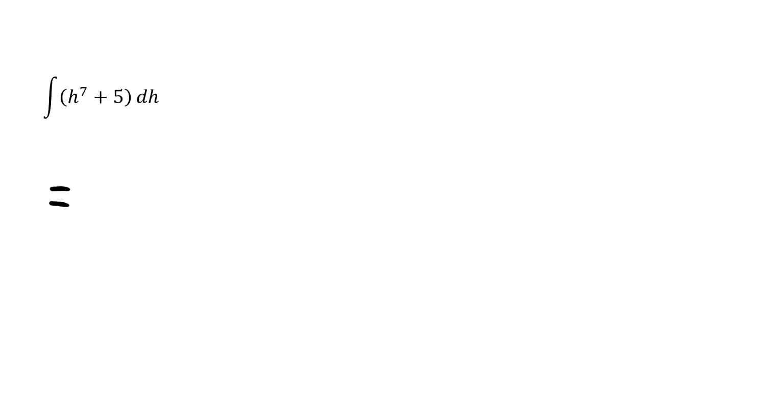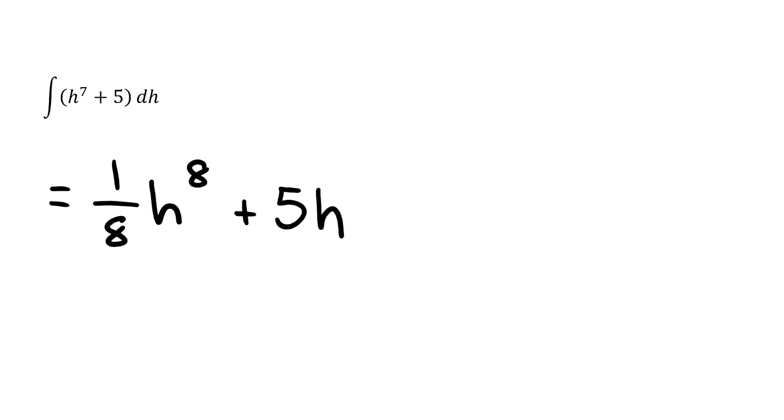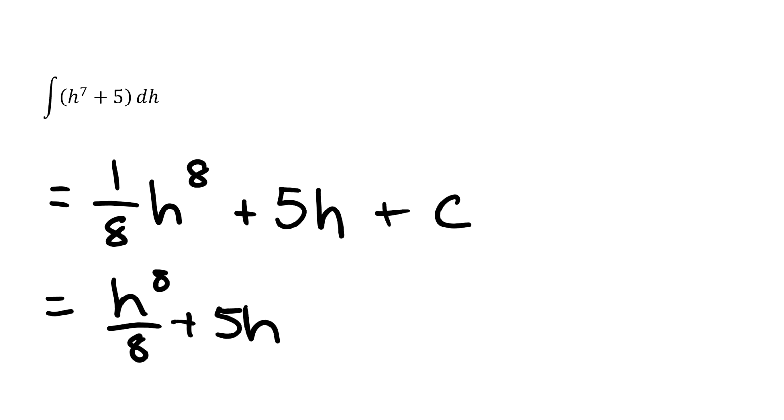So I need to find the antiderivative. So we start with that h to the power of 7. There's nothing at the front, so all we get is 1 over 8 h to the power of 8. Because remember, the power goes up, and that new power is the fraction out the front. The 5 gets an h, so we write 5h, and then we have our unknown c constant at the end. So we can simplify this down. We get h to the power of 8 over 8 plus 5h plus c, and we're done for that one.